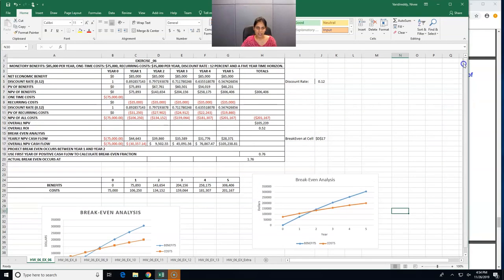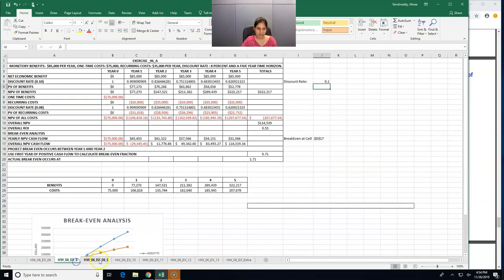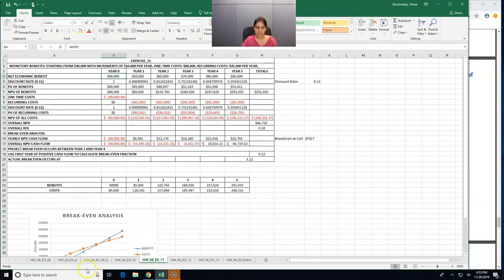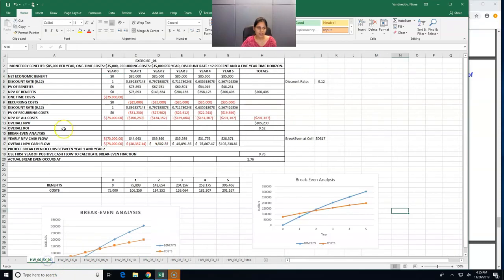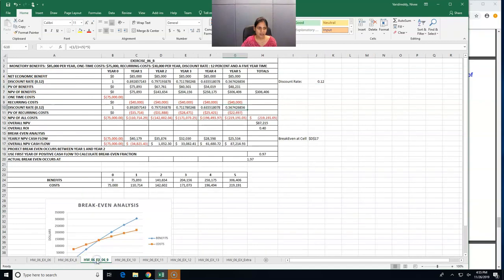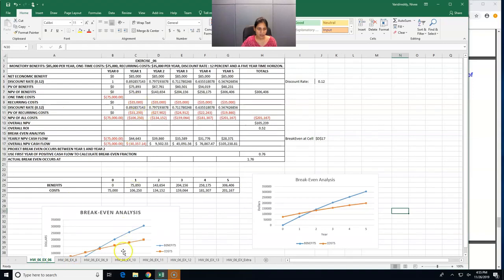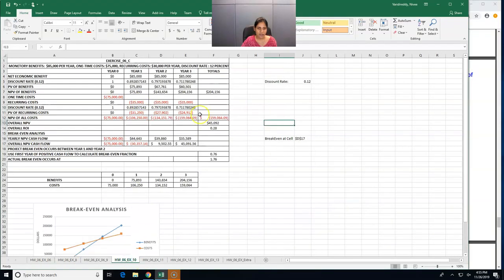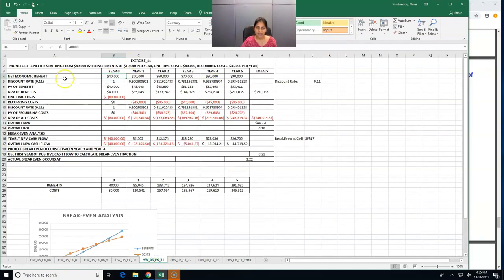Now that I have done the first one, exercise 6, similarly you should do it for all the other exercises, like exercise 8, 9, 10, 11. There's nothing much of a difference. Here we have used 12%, but in exercise 8 we'll be using 10%, and for exercise 9 the difference is we are using 40,000 instead of 35,000, and in exercise 10 we are just doing it for 3 years instead of 5 years. Similarly, you can do it for exercise 11 with all the given values. In exercise 11, the net economic benefit values will be different for each year.